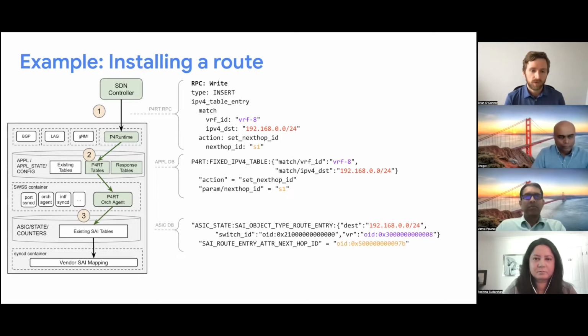Next, the P4 ORC translates the appdb entry into SAI objects and writes them to ASICDB. syncd's reply is picked up by orchagent, which then in turn sends the reply to the listening P4 runtime server and writes the new state to the ASIC state DB. The P4 runtime app completes the write request and sends the reply to the SDN controller.